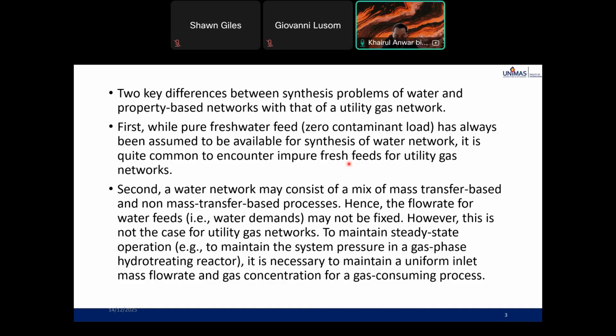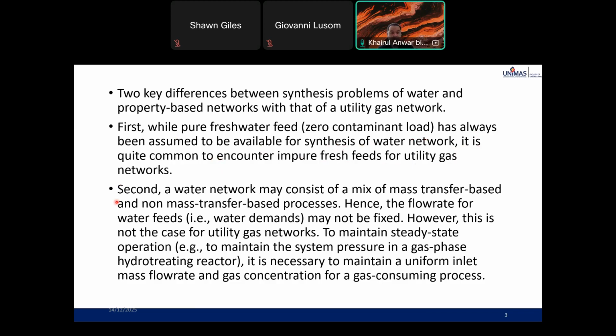So until now, we have learned about water cascade analysis. First, the difference between water and gas analysis. While pure freshwater feed with zero contaminant has always been assumed to be available for synthesis of water network, it is quite common to encounter impure fresh feed for the gas network.